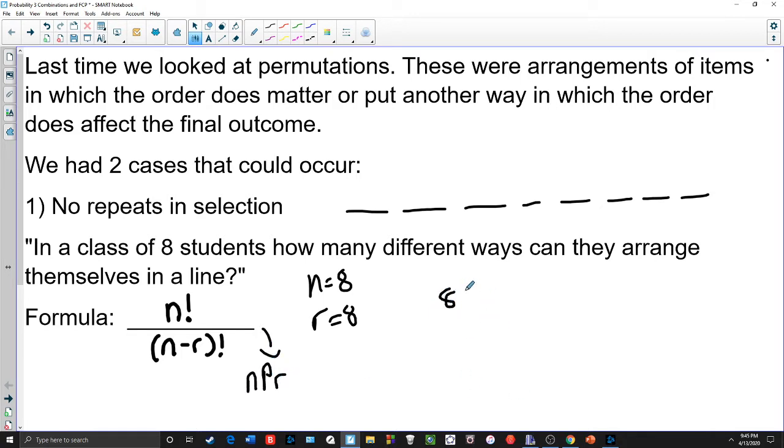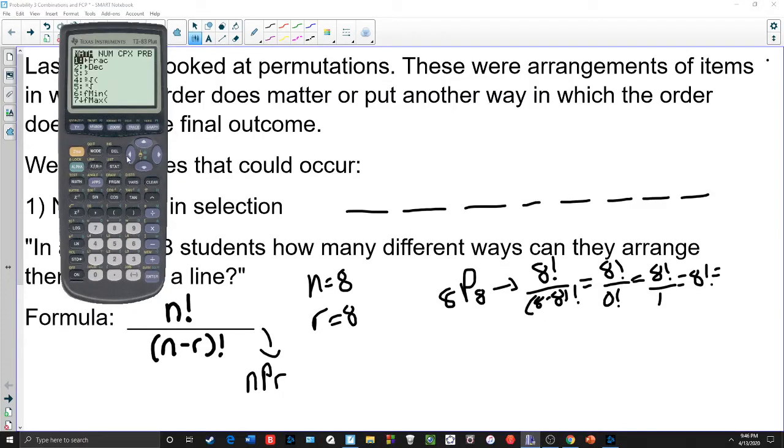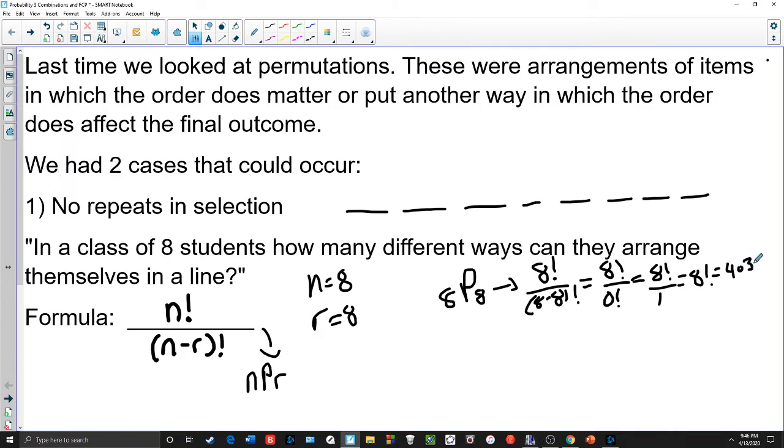So this would be 8 pick 8, which as a fraction would be 8 factorial over 8 minus 8 factorial, which would be 8 factorial over 0 factorial, which we said in the last video is actually just 1, so it's just 8 factorial. If we do that in our calculator, we get 40,320. And that would be how many different ways you can arrange these 8 students in the line.